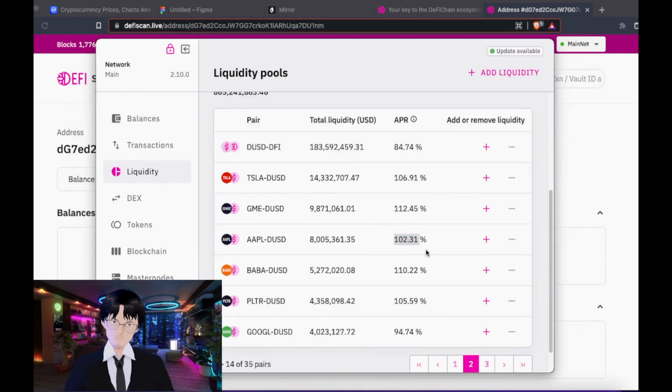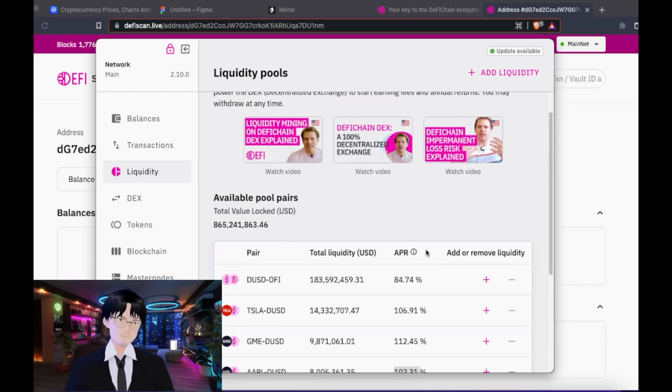Right, so that's it for the tutorial. Guys, enjoy your passive income, your high dividends. This is a really good opportunity to make a lot of money off of this liquidity mining program.